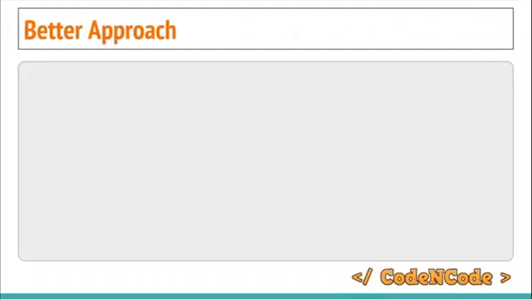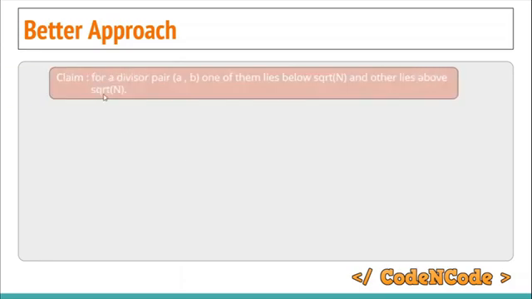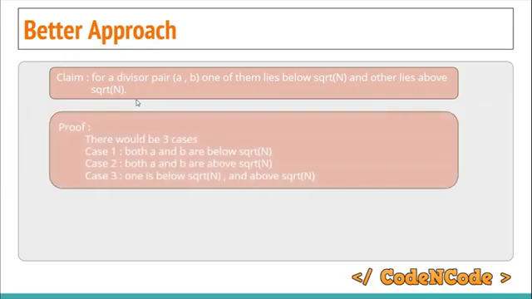So let's find what is the limit for any number n, such that we have to run the loop from 1 to that limit, not completely till n. So you see, the claim is for a divisor pair a, b, one of them lies below square root of n and another one lies above square root of n. So to prove this claim, we can divide the proof in 3 cases. First, a and b both are below square root of n, second, a and b both are above square root of n, and of course the third case would be this. And since we are claiming that this is true, hence case 1 and case 2 should be wrong. So let's prove this.